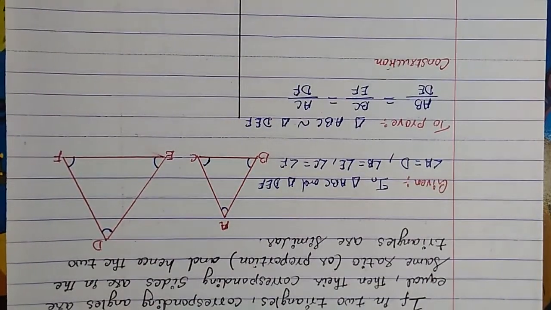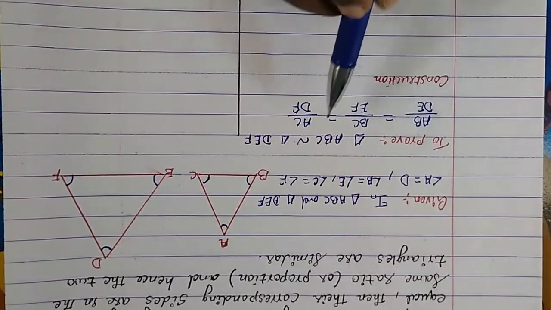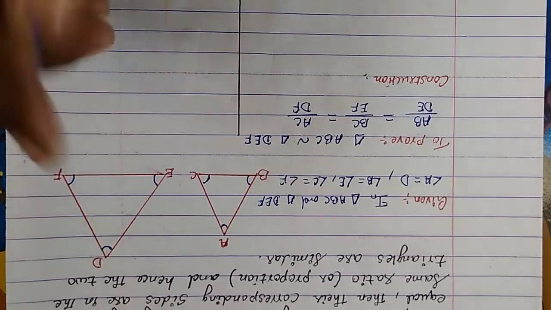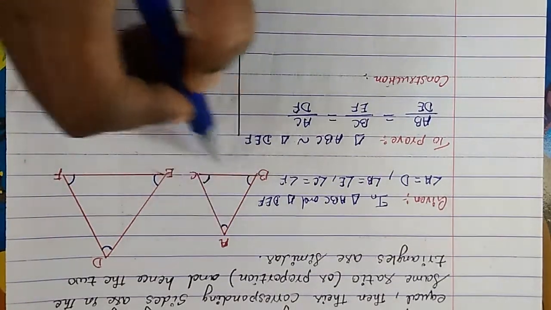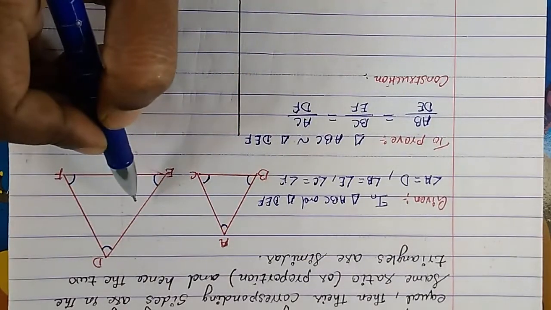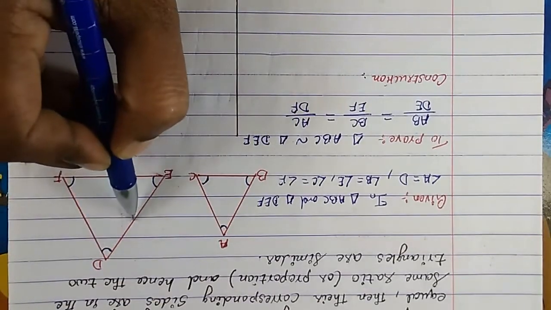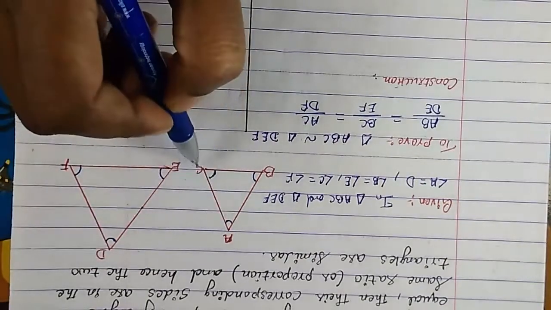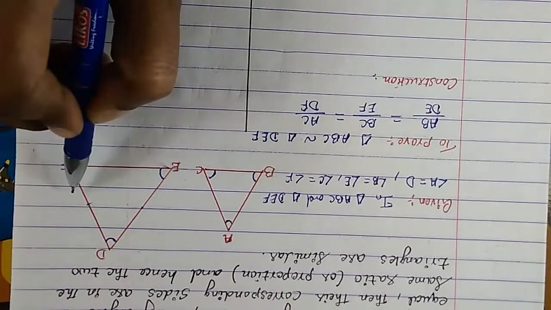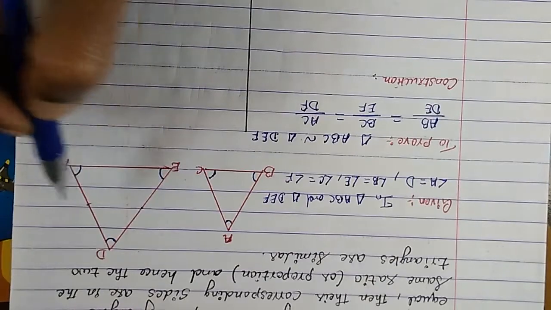If we prove these ratios are equal, then we can say both the triangles are similar because angles are already given to us. To prove this, first we have to do some construction. This angle that you see in ABC, the same measure of this angle we will draw here. For that, AB how much, that much we will take a point here, and then AC how much, that much we will take a point here. Then we join both the points so that we get these two sides of this triangle the same.